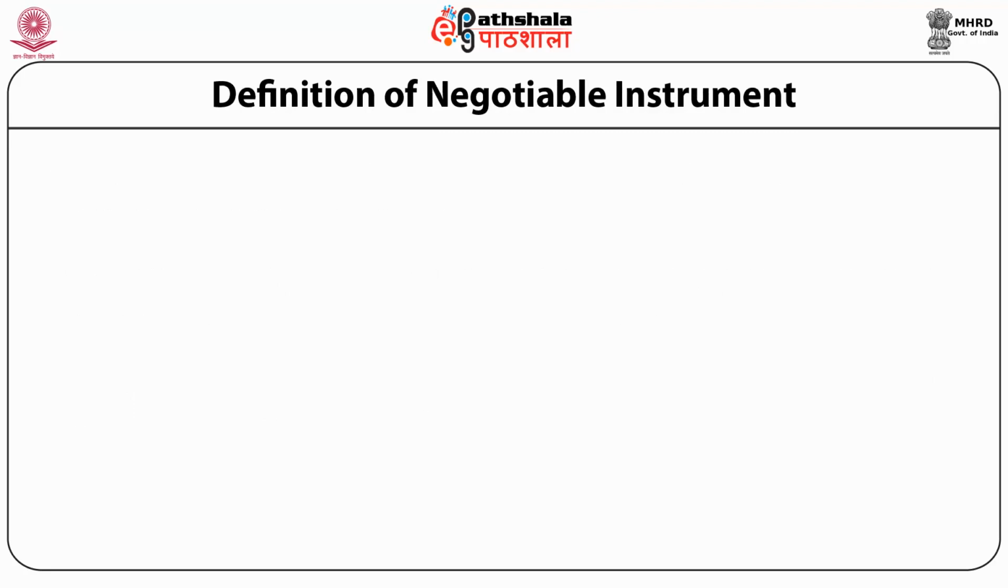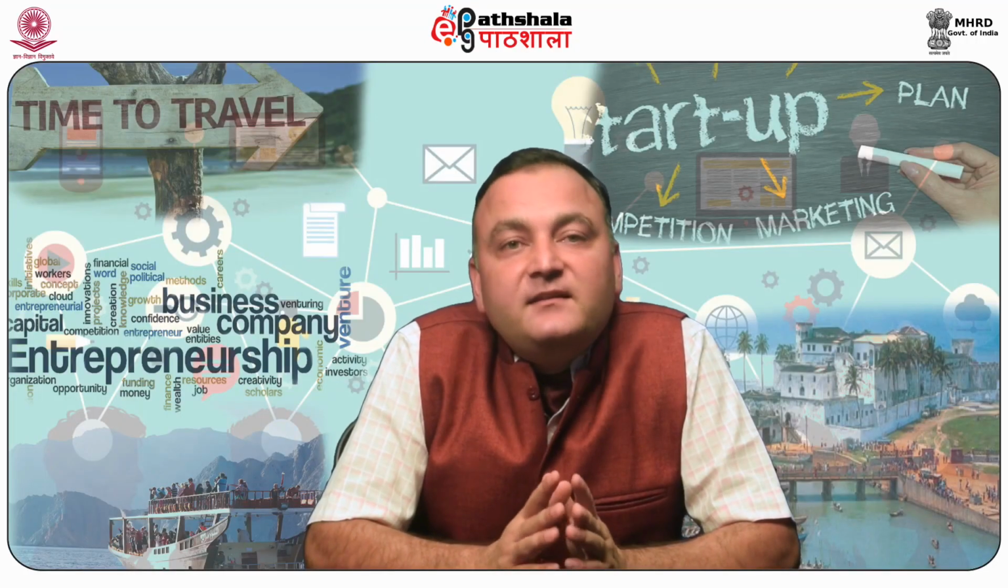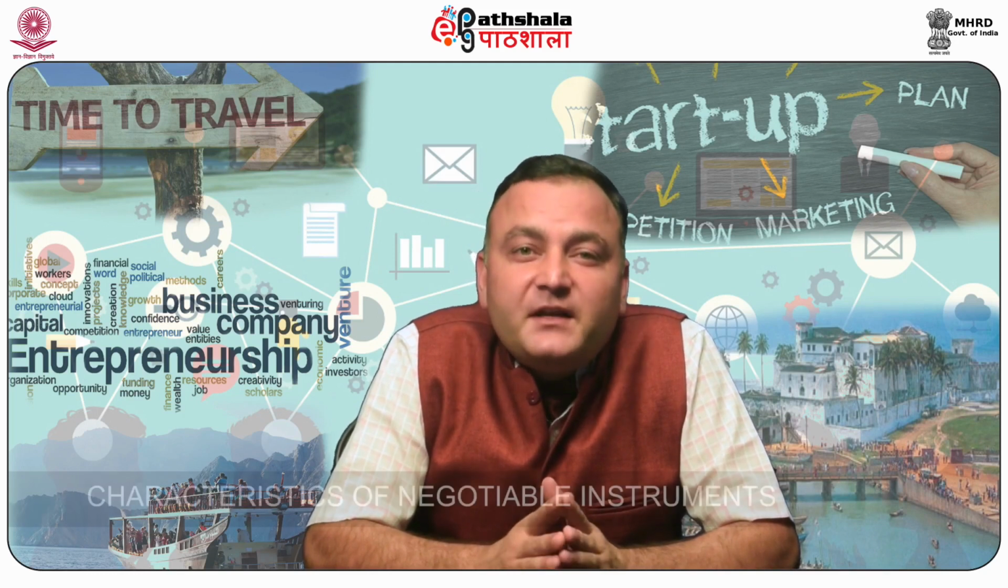Now we'll discuss the definition of negotiable instrument. According to the Negotiable Instruments Act 1881, a negotiable instrument means promissory note, bill of exchange or cheque payable either to order or to bearer. Now students, let us describe the various characteristics of negotiable instruments.